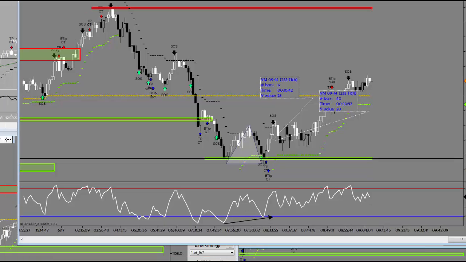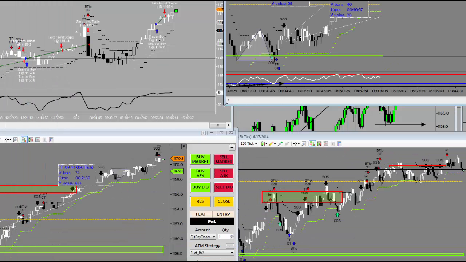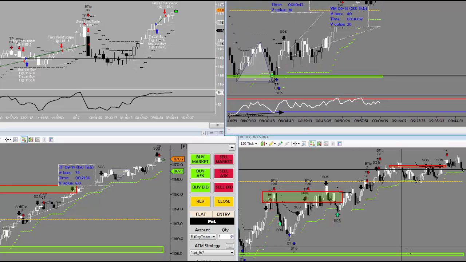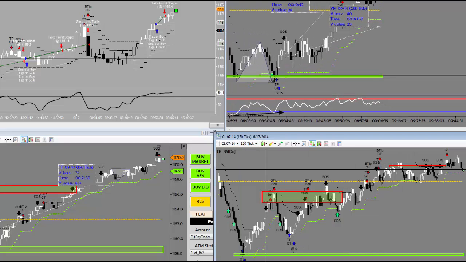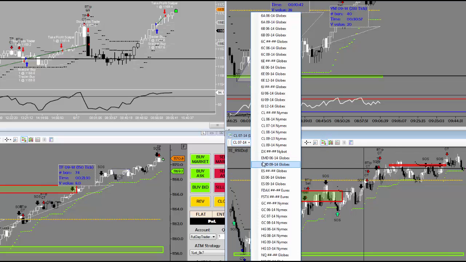All right, so there's the Dow Jones. Pop this guy back up. Let's go over here. Crude oil doing nothing. Again, still some unrest. Let me go check out the August contract here.